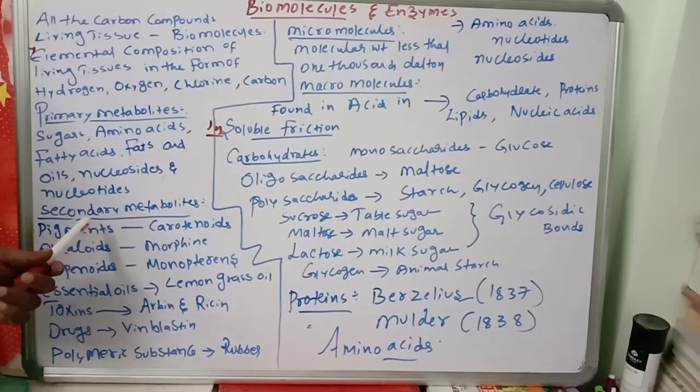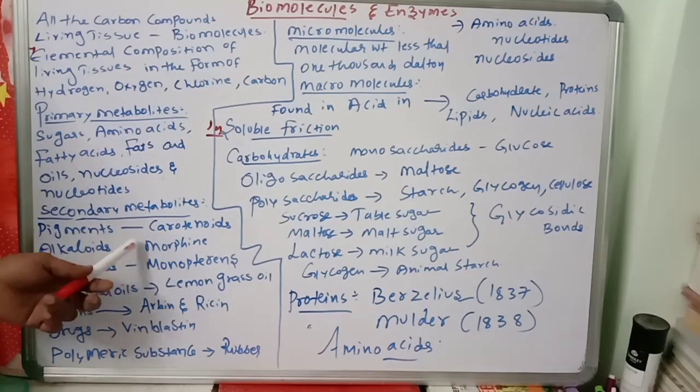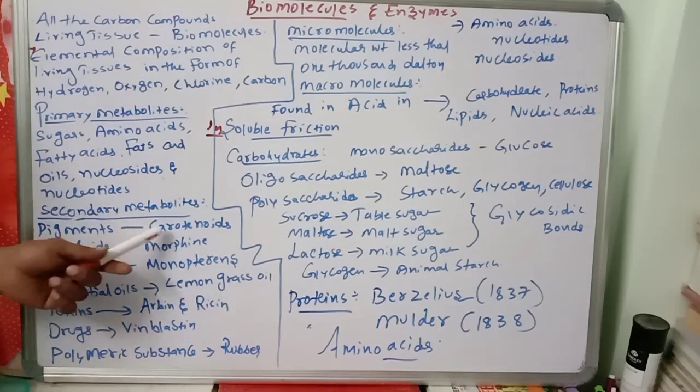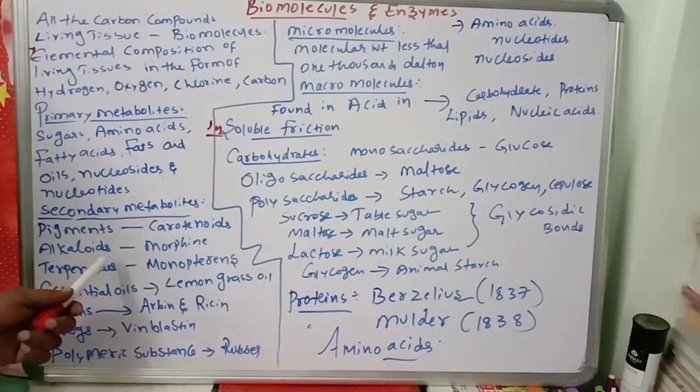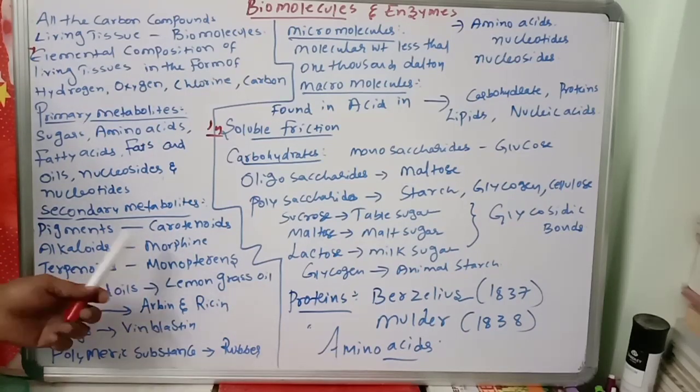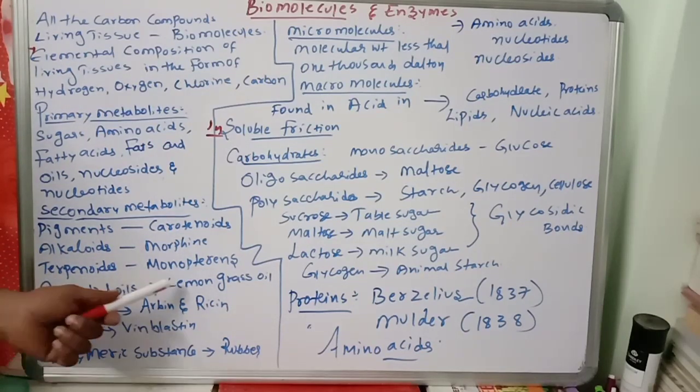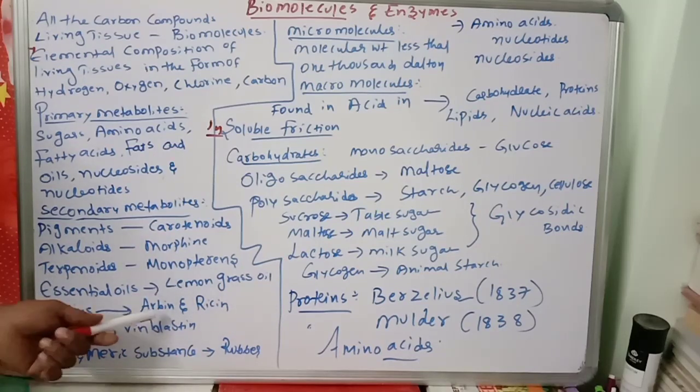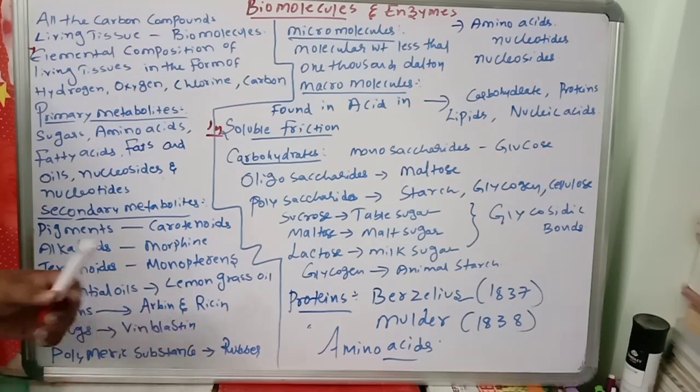Secondary metabolites are other than primary metabolites. Plants and microorganisms produce compounds other than primary metabolites, and they are called secondary metabolites. Pigments, carotenoids, alkaloids, morphine. Definitely one bit will come. Terpenoids, monoterpenes, essential oils, lemongrass oil, toxins, abrin and resin, drugs, vinblastine, polymeric substances, rubber.